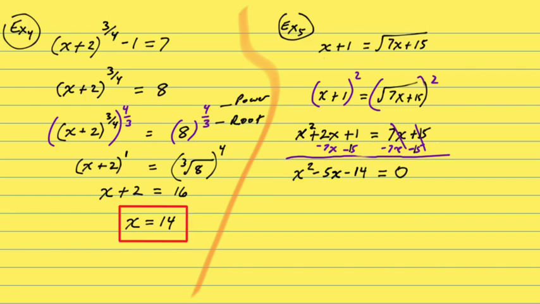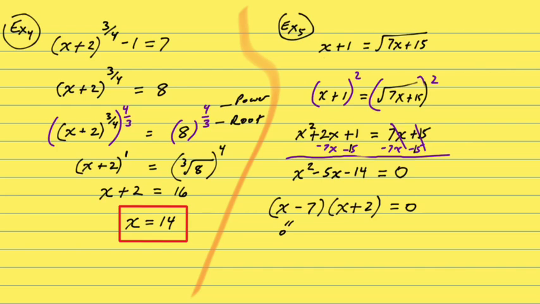Sorry about that, I had it written wrong. It should be 7x plus 15. How does this factor now? Factors of negative 14 that add to negative 5. That'd be a negative 7 and a positive 2.